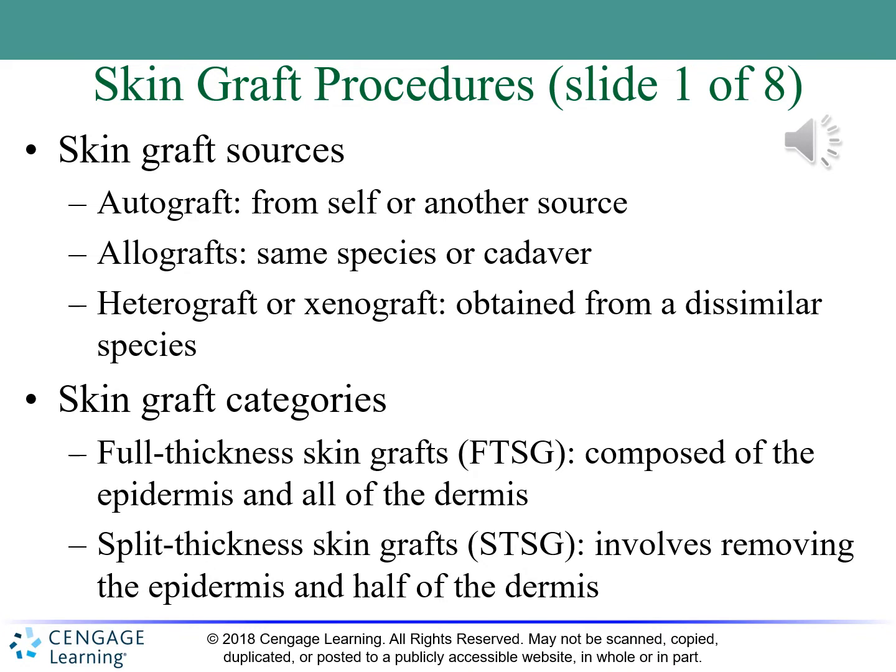So at the bottom, this goes into a little bit more detail. It says, as the name suggests, an FTSG is composed of the epidermis and all of the dermis. So because of the depth of this type of graft, its use is restricted to covering relatively small defects, such as those created when excising lesions of the skin like squamous cell or basal cell carcinoma. And then on the next page, the STSG involves removing the epidermis and approximately half of the dermis for relocation to another part of the body.